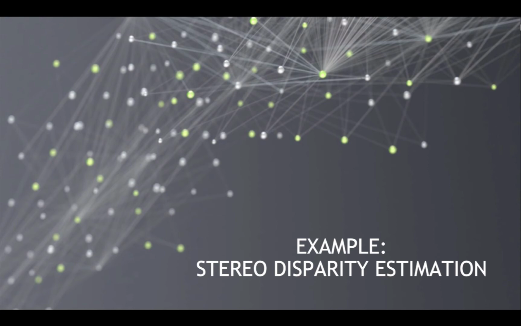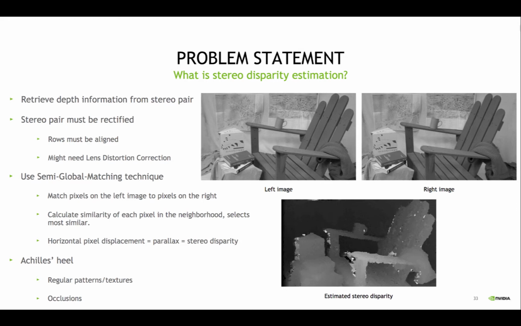In this section, we'll put into practice everything we've learned up to now by coding a full stereo disparity estimation pipeline. The problem here is, given a rectified stereo pair, basically 2 aligned images from left and right cameras, we want to recover the depth information in them.